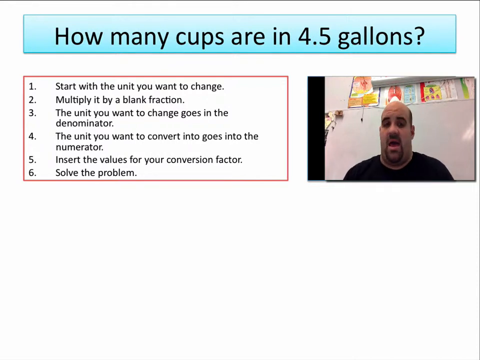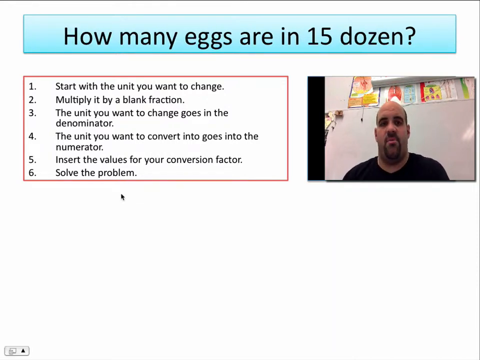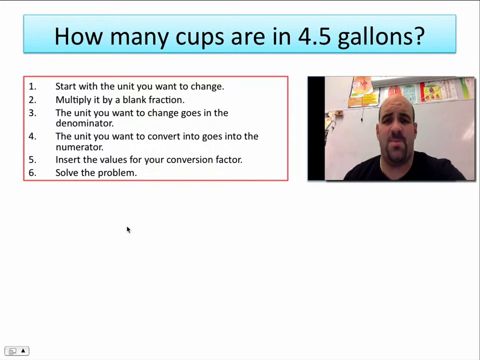Another problem. How many cups are in 4.5 gallons? And you might not know how many cups are in a gallon, and that's fine. That would be something you would look up on the internet, or you look up a conversion factor, or Mr. Spoon would give you a conversion factor on the test.